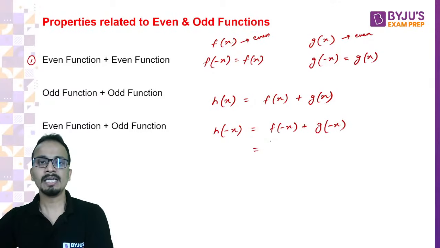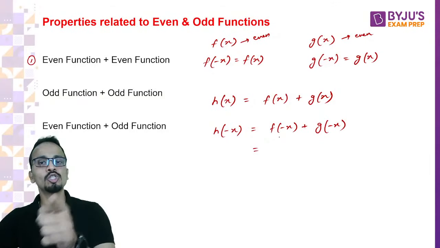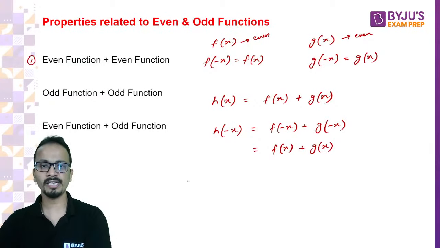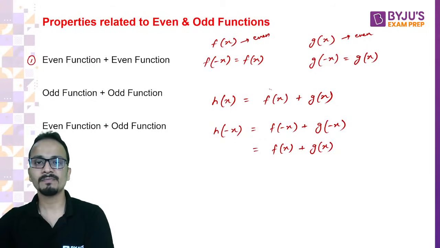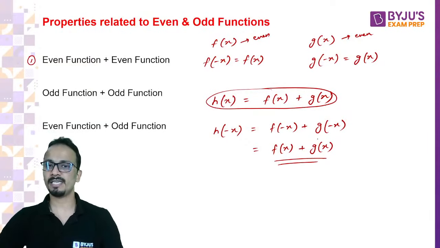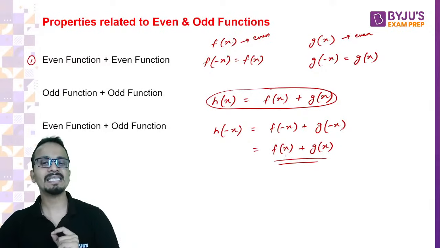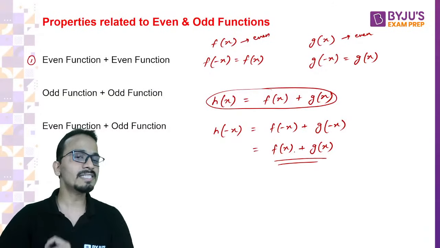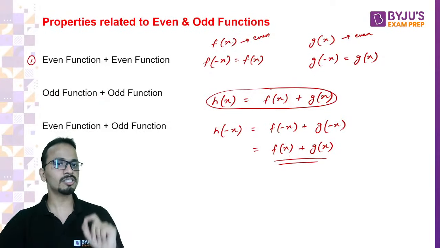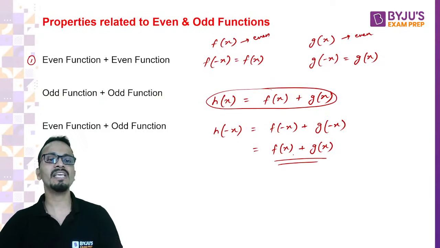All right. Now f of minus x is also equal to fx, so I'll replace it with fx, and g of minus x, being an even function, is equal to gx. Okay. So now I can see that h of x is equal to h of minus x. Since h of x is equal to h of minus x, I can say that this function is an even function. Okay, so the sum of two even functions will result in an even function.